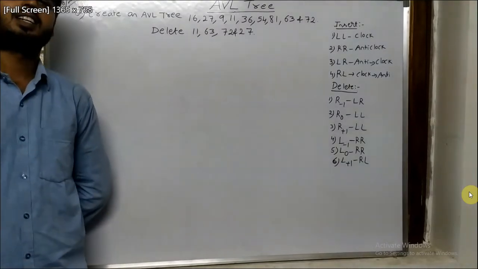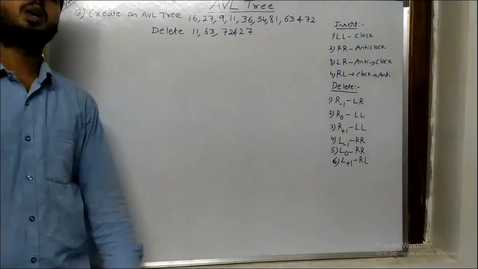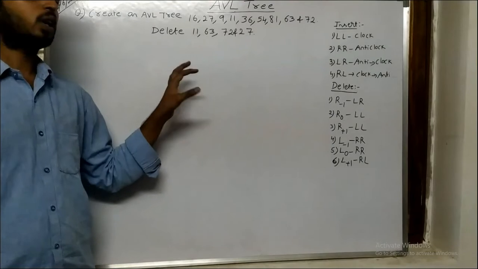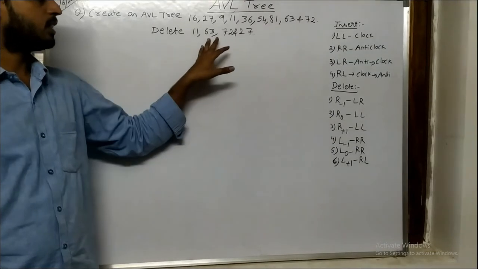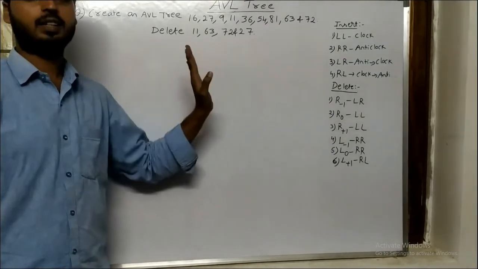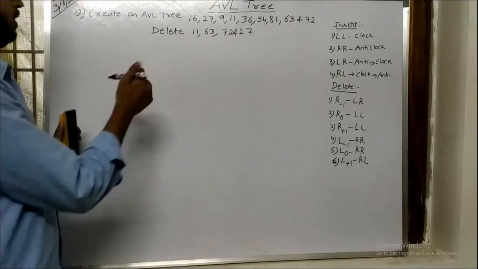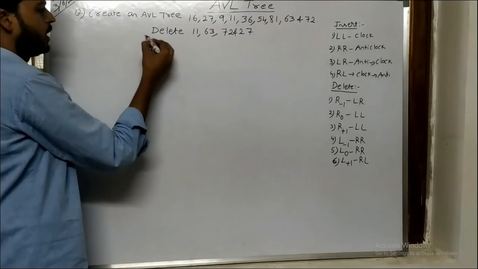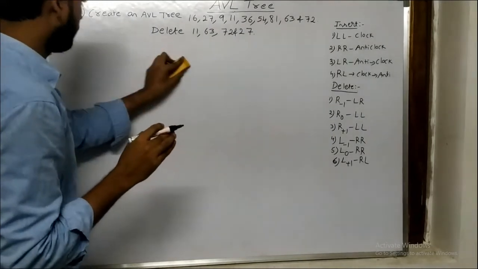Hi everyone. Now we will see an example for creation of an AVL tree, and for the resultant tree we are going to perform deletion of the elements 11, 63, 72 and 27. Okay. First we will take the node 16. Yes, there is no problem. We will write one by one.